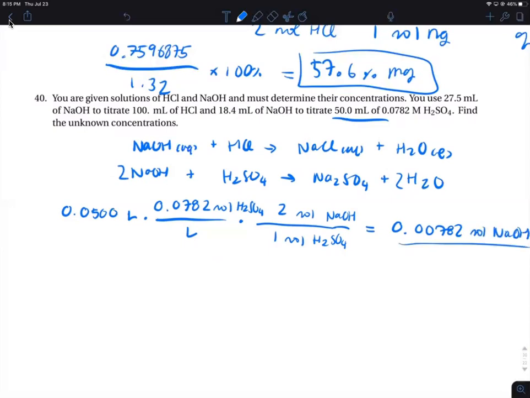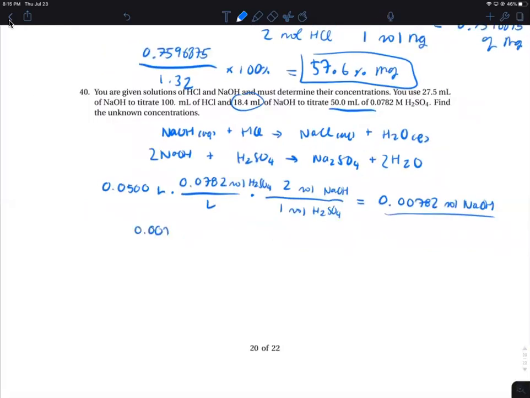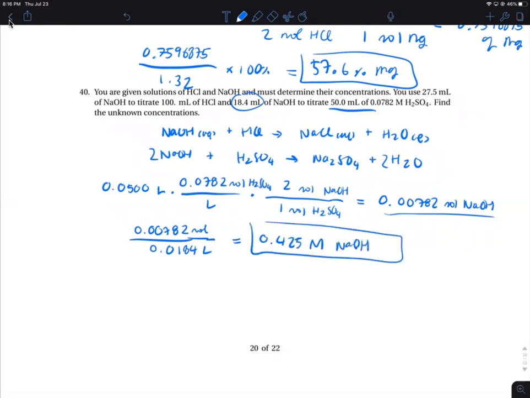And then from here, we can go ahead and find the molarity because we know that we had 18.4 milliliters to begin with, so it's 0.00782 moles divided by 0.0184 liters. And that gives us 0.425 molar NaOH. So we found the concentration of NaOH first of all. So that's cool. And then we can use this along with the reaction of HCl with NaOH to determine the concentration of HCl.